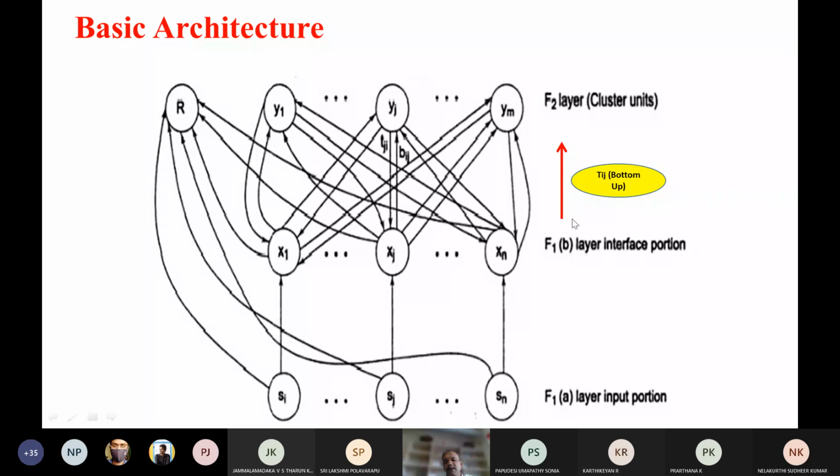So the bottom up weights are represented by Tij, and the top down weights are represented by Bij. See here, Tij is bottom up and top down is nothing but Bij.